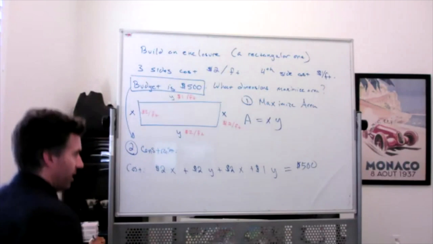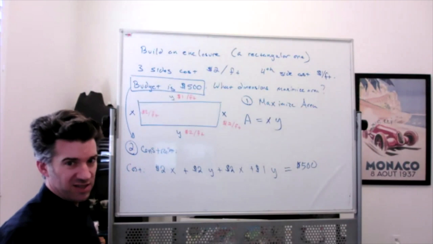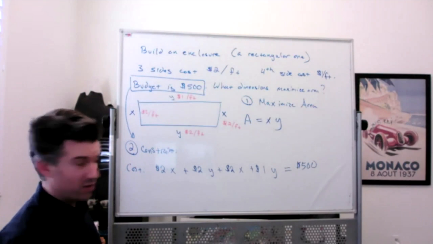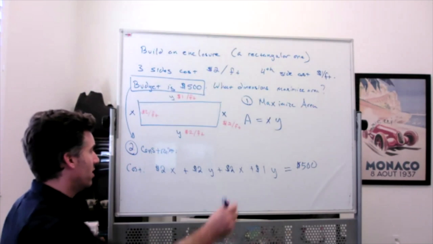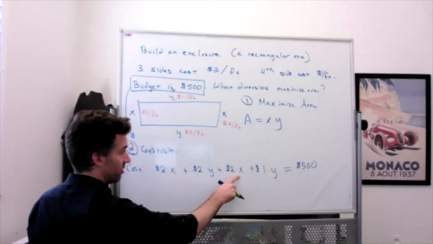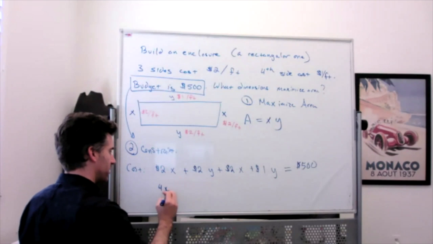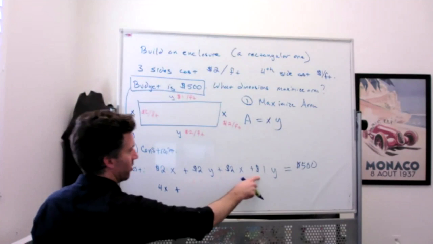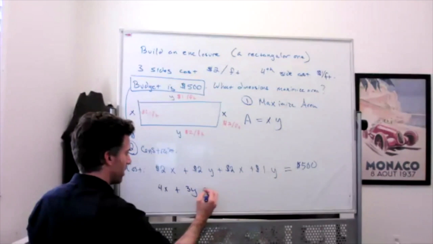And then we're going to simplify. One thing I'm going to do is drop the dollar signs, but we don't really need the dollar signs to solve this equation or to isolate a variable. So I have a 2x plus another 2x, which is 4x, and then 2y plus 1y is 3y, equal to 500.